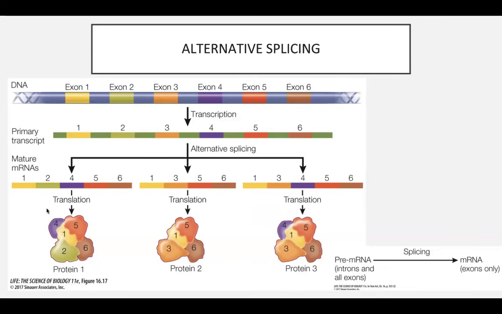For example, protein 1 has exons 1, 2, 4, 5, 6. It doesn't include exon 3. Protein 2 has exons 1, 3, 5, 6, and does not have 2 and 4, and protein 3 does not have exon 2. Each of these 3 different proteins has a completely different function, but they're all from the same gene. Because they're from the same gene, it is much more efficient, since you can create multiple proteins from one single DNA transcript just by splicing and combining different exons.